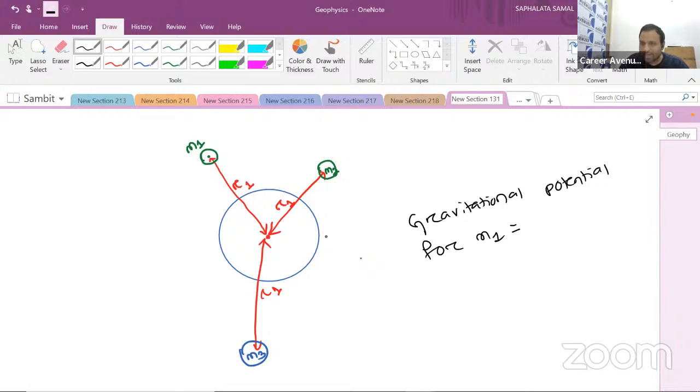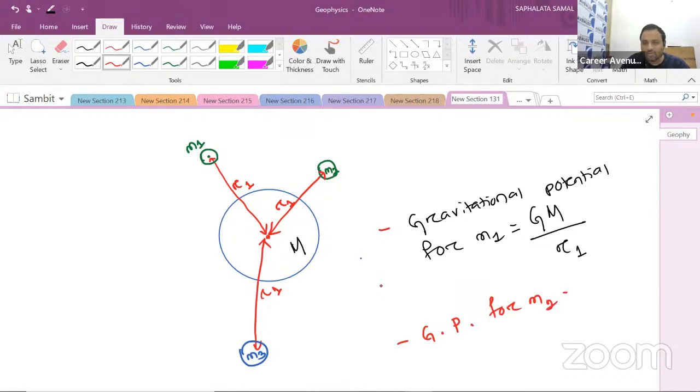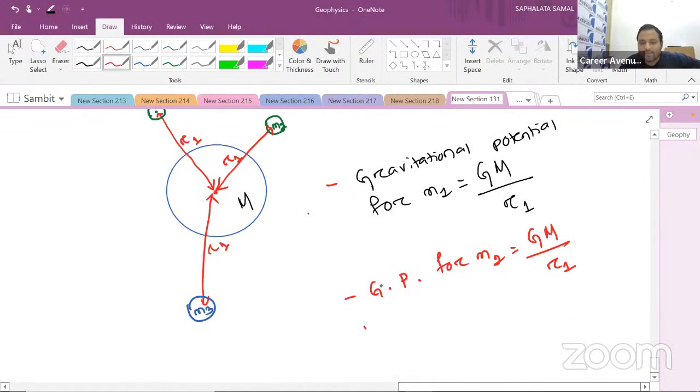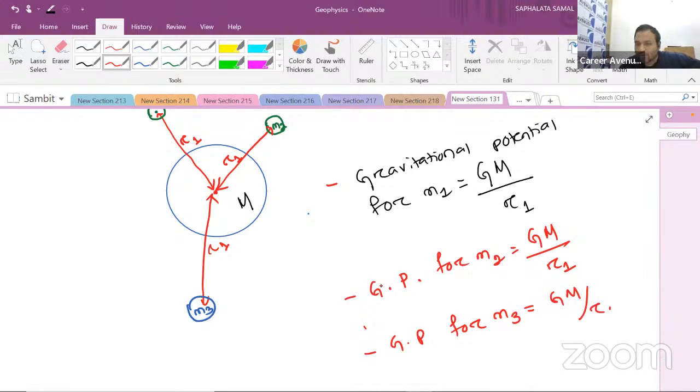It is GM by r. Suppose the mass of the Earth is capital M, it will be GM by r1. Similarly, gravitational potential for m2 would be equal to how much? Same, GM by r1, isn't it? See the potential equations. Same for the gravitational potential for m3, it would be equal to GM by r1.